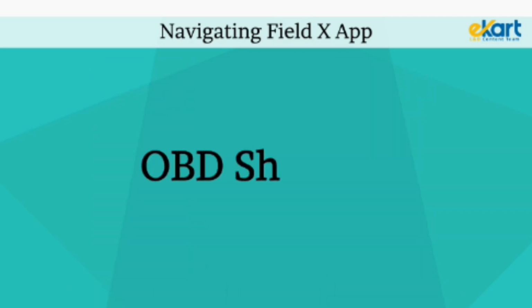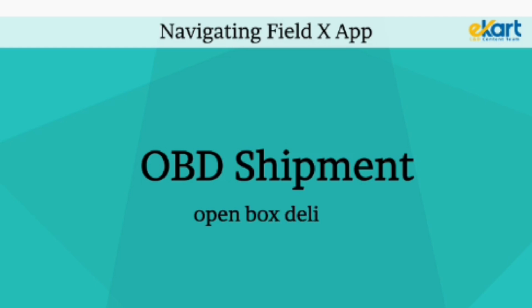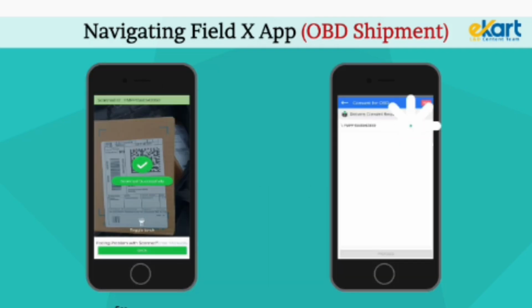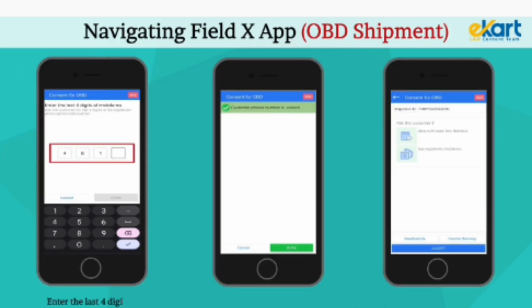And now we come to OBD shipments, also known as open box delivery. To identify if the shipment is OBD, look for the OBD flag. First, scan the shipment. Then, click on the consent button to start the process. Enter the last 4 digits of the customer's mobile number. Click on proceed to finish the consent capture. Please be aware, consent once taken can't be changed.